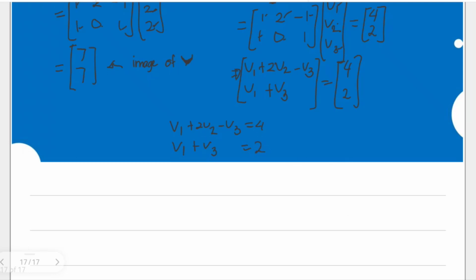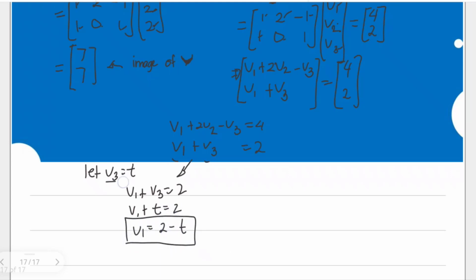Notice here that we don't have a specific solution, since we have two equations and three variables. So what we could do here is let v sub 3 be an arbitrary constant t. This would mean our v sub 1 now, using this equation, v sub 1 plus v sub 3 is equal to 2. v sub 1 plus t is equal to 2. So v sub 1 is 2 minus t.